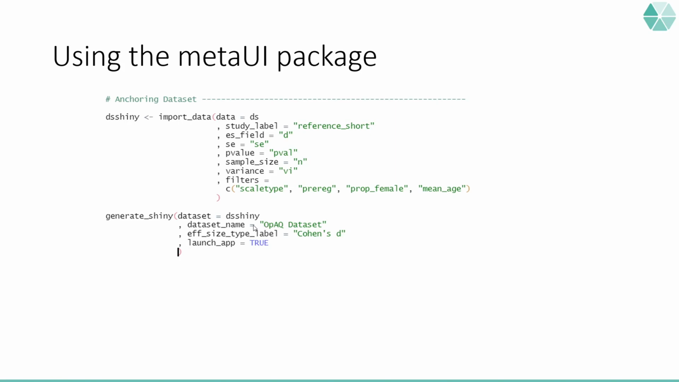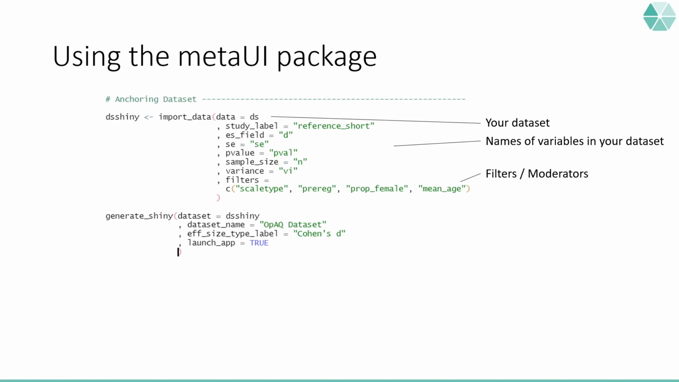To let you know how easy this is, I would like to give you a brief look at the code. Again, we're still at an early stage, so more functions may be added soon and things might look a bit different later on, and everything is also discussed in depth in the tutorial. So your dataset goes up here. Then we need to know what the effect size and standard error variables and so on are called in your dataset. And you can determine the filters or moderators that you want to apply.